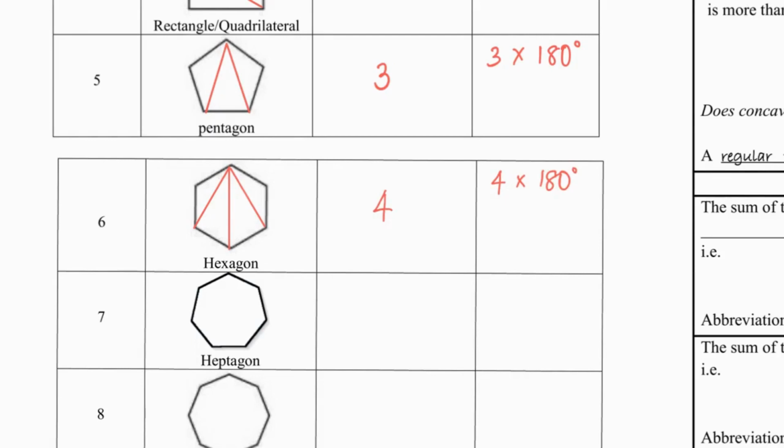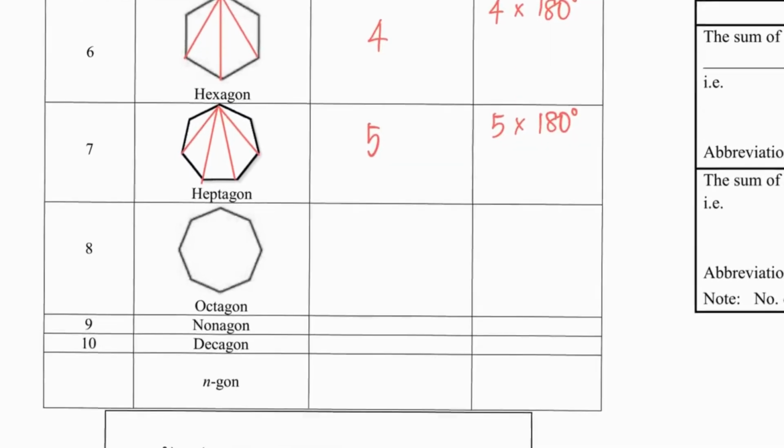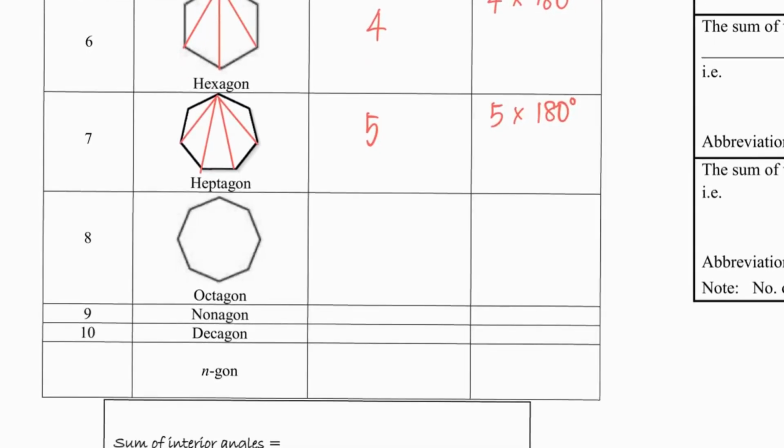Heptagon. So let's continue this activity. One, two, three, four, five. 5 triangles. So this will be 5 times 180 degrees. And I continue. Still got a few more.